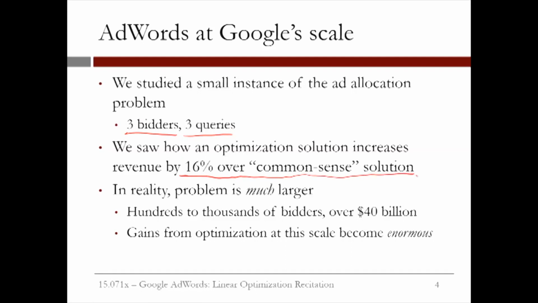What I'd like you to remember is that in reality, this problem is much larger. For each query that Google receives on its search engine, there may be hundreds to thousands of advertisers bidding on it. In terms of dollar amounts, in 2012, Google's total revenue from advertising was over $40 billion. At this scale, the gains that are possible from optimization become enormous. And I hope this convinces you of the value of linear optimization in online advertising.